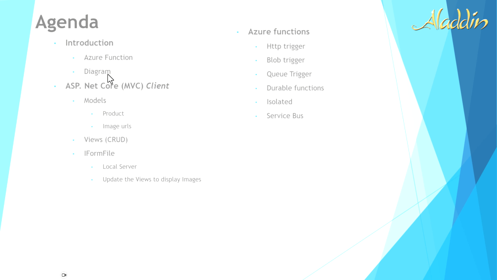So the scenario is we create a front end and a back end. The back end will be handled by Azure Functions, and for the front end, we can use any front end language we need. The easiest one for me is ASP Core MVC, so it will be that client. We'll create a product, and that product can have multiple images. The first scenario is we'll store those images on our local machine.